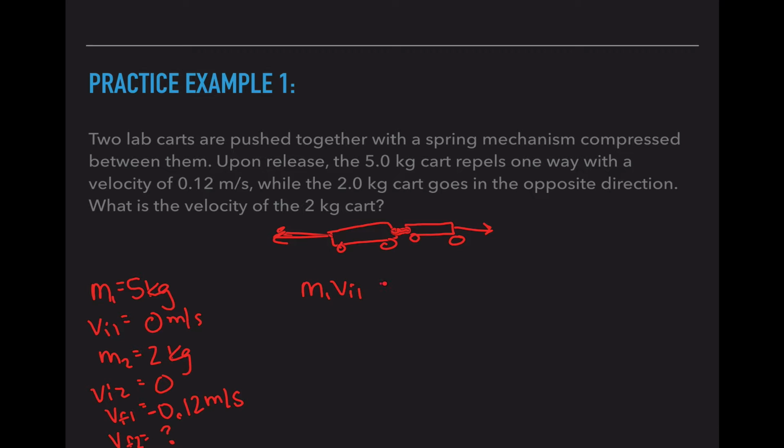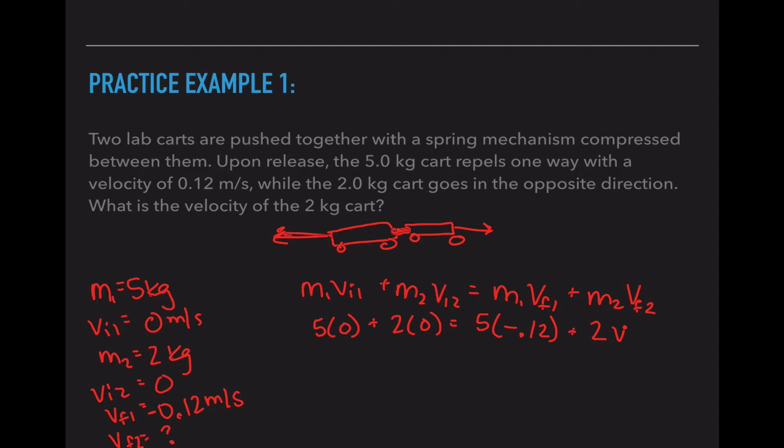m1 vi1 plus m2 vi2 equals m1 vf1 plus m2 vf2. And we have 5 times 0 plus 2 times 0 equals 5 times negative 0.12 plus 2 times our unknown variable. So on the left, everything equals 0. 5 times negative 0.12 is negative 0.6 plus 2 VF2.